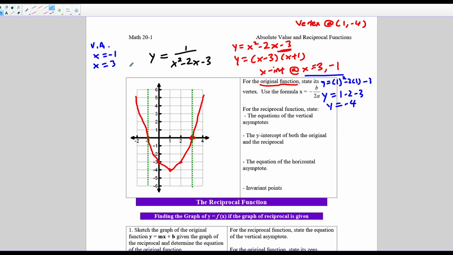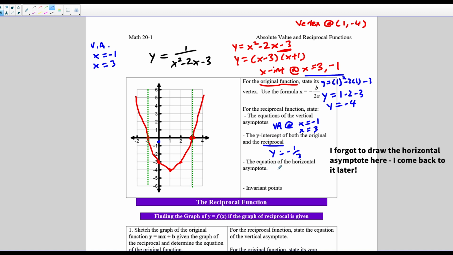And now from here we're going to look at the y-intercept. Let's write that down here. Vertical asymptotes at x equals -1 and x equals +3. The y-intercept of the original was -3, so the reciprocal is y equals -1/3. So -1/3 is going to be somewhere over there. The horizontal asymptote is just y equals 0.